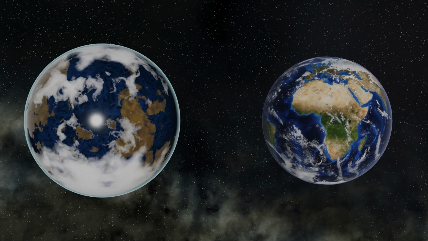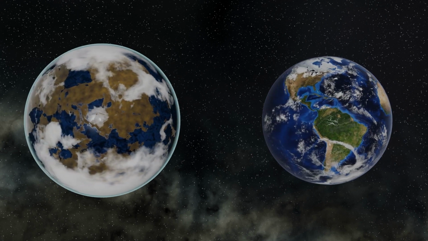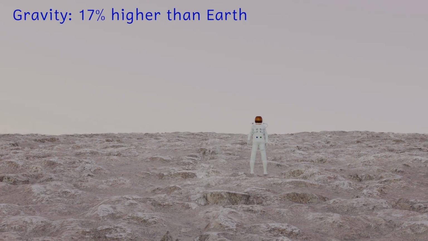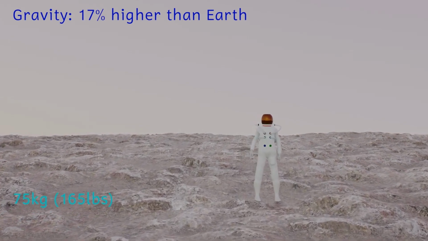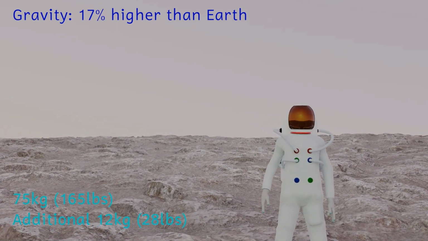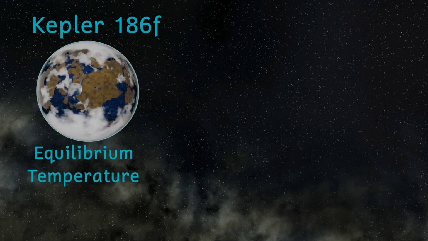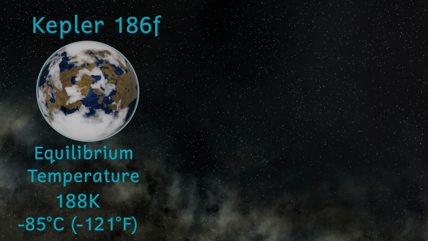17% higher than Earth's. Standing on the surface of Kepler 186f, one would notice the additional gravitational pull, but it would not be unbearable. A person weighing 75 kilograms or 165 pounds would experience an extra 12 kilograms or 28 pounds of weight. In terms of temperature, the equilibrium temperature of Kepler 186f, without accounting for any atmospheric effects, would be 188 Kelvin, equivalent to 85 degrees Celsius or 121 degrees Fahrenheit.